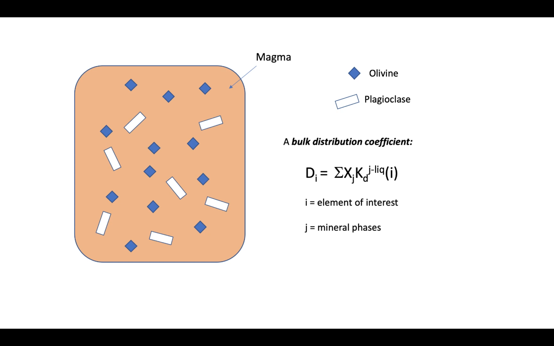You might recall from the previous lecture that this bulk distribution coefficient is a weighted partition coefficient, where we take the sum of all the partition coefficients for the phases that are present and we weight them against the amounts. We're going to go back to the examples that we gave in the prior lecture of olivine and plagioclase and nickel and calcium.